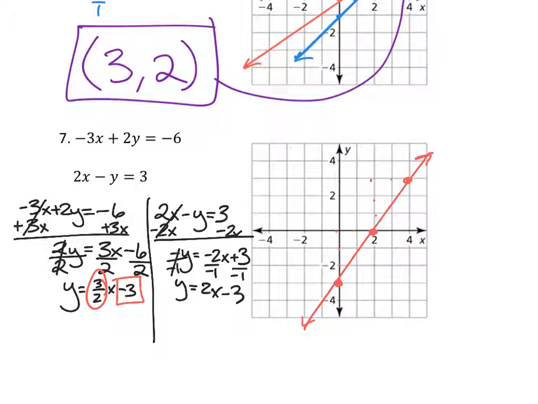The second equation, when we solved it, has a slope of what? The second one, sorry. 2 over 1. Cool. And what's its y-intercept? -3. So it's going to begin at -3 as well, and it's going to go up 2 over 1, up 2 over 1, up 2 over 1.